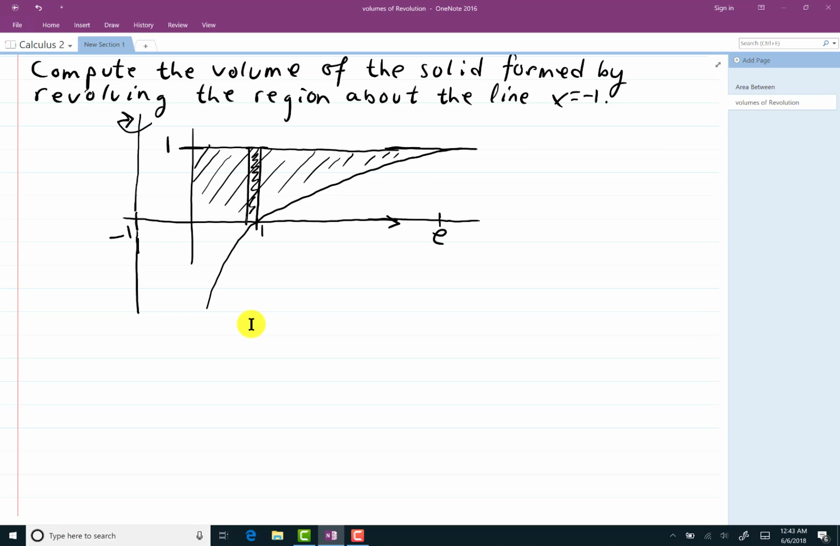Let me get rid of that. What we can do then is we can create horizontal washers. The problem with a horizontal washer is that you're now dealing in the realm of y. I'll tell you what I mean. Now your height is going to be at y, and when you rotate it about this line, you're going to get a figure that looks like this.